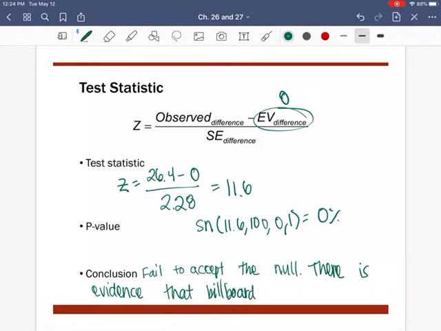There is evidence that billboards make a difference or are effective.